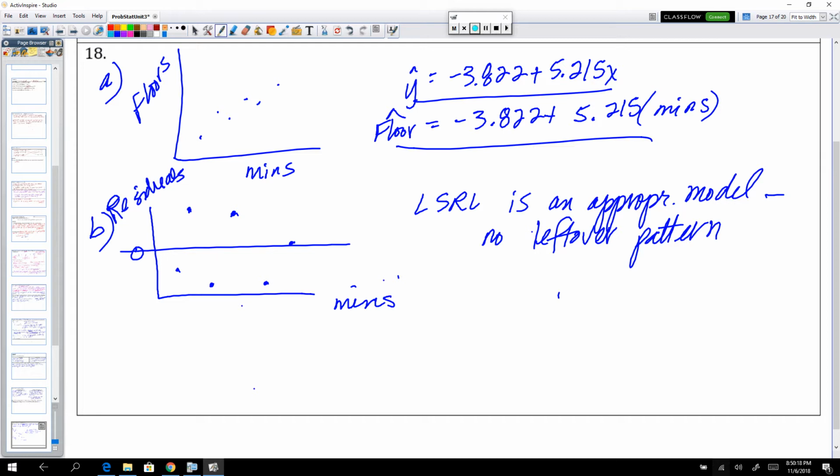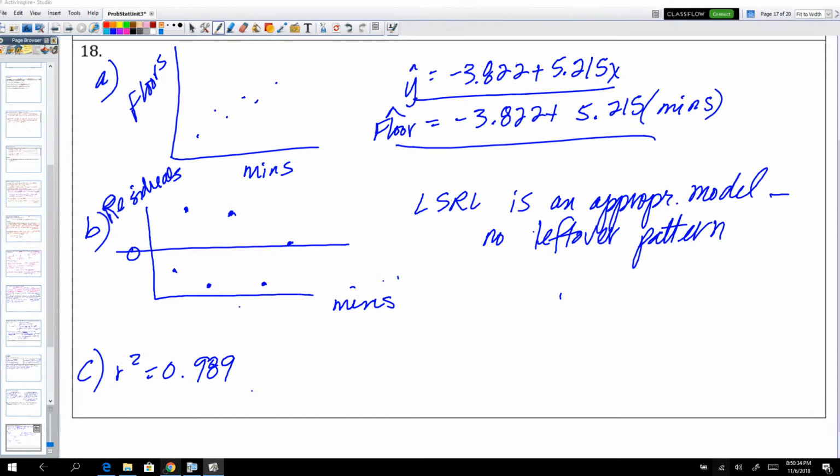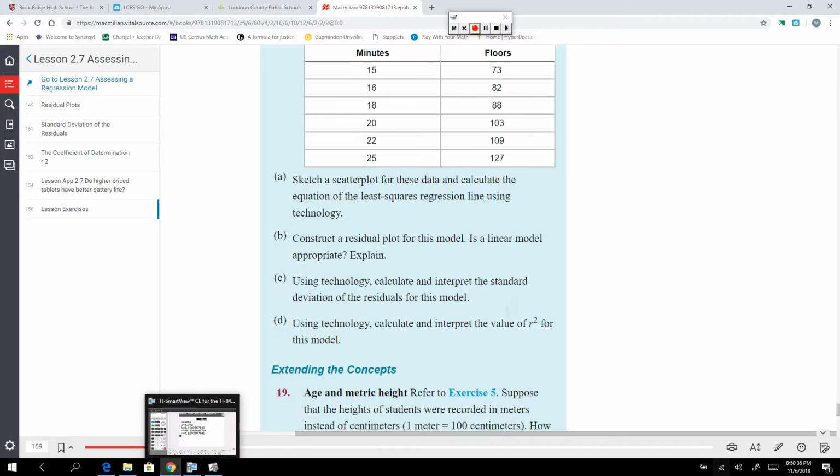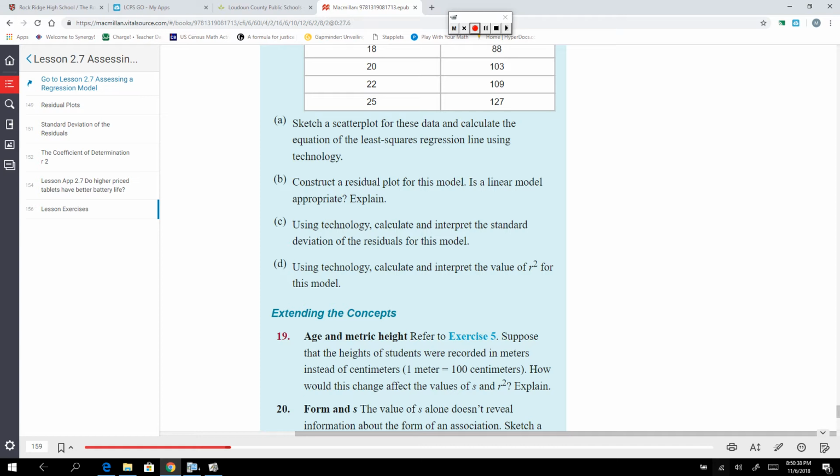Now, I did not ask you to do part C, I wanted you to do part D. When you ran your LSRL, you should have had an R squared. So go back and grab that R squared. Take a look at that. If you need to pause, go ahead and grab that. And hopefully you saw an R squared of 0.989. Part D, calculate and interpret the value of R squared.